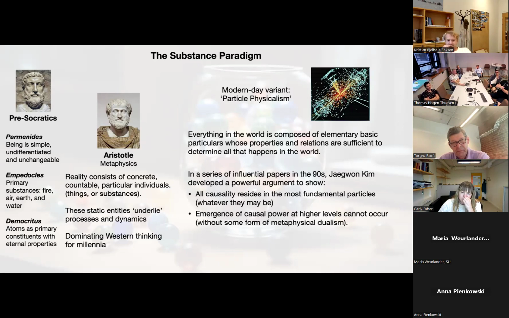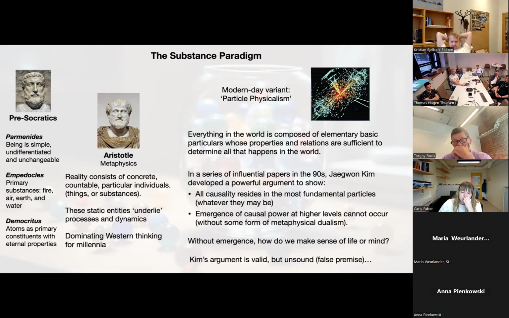And this argument is very solid. And that raises huge issues, right? Because without emergence, how can we make sense of life or mind? Or, as in the case of a theoretical physicist, agency? We have to make sense of it. Physics must be able to deal with this. But then, of course, the counter argument is that Kim's argument is valid indeed, but it is unsound because the premises are false.